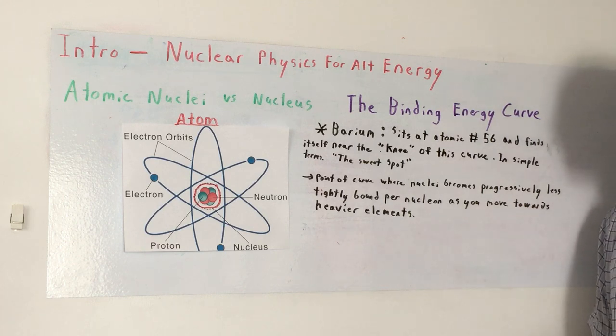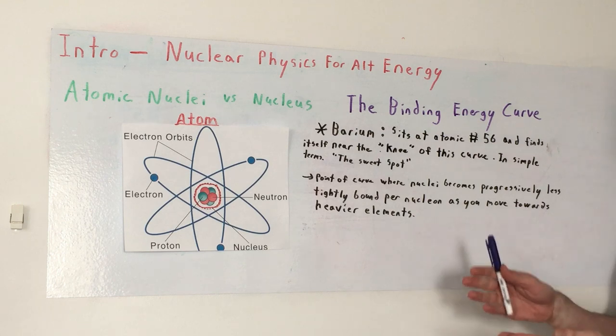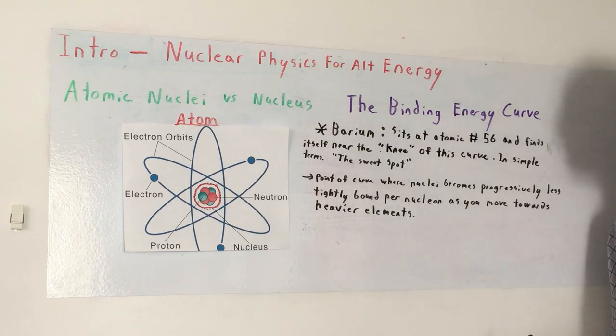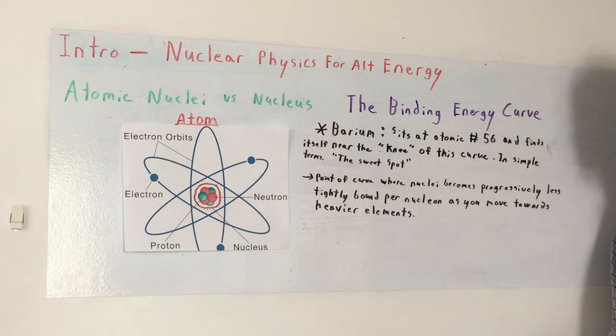So what does that mean? Well, it's the point of the curve where the nuclei become progressively less tightly bound per nucleon as you move towards the heavier elements. So basically, folks, this is exactly what Tom Bearden was trying to say in his own terms when he was talking about the properties of barium and how the Floyd device in part may work. So this is why it was very important for them to research barium. But with that said, let's move on, folks.